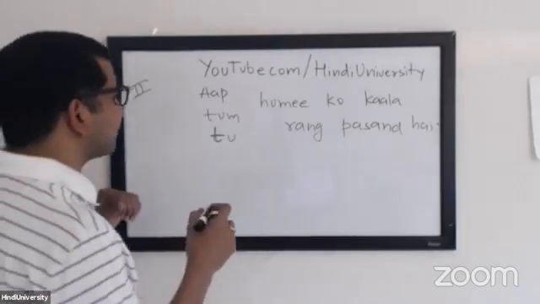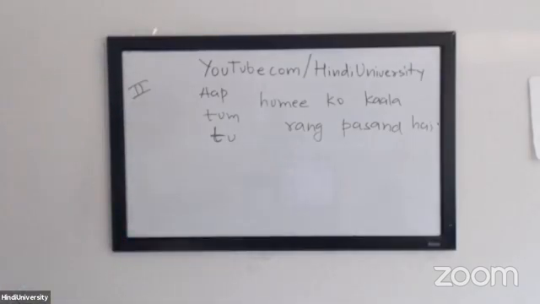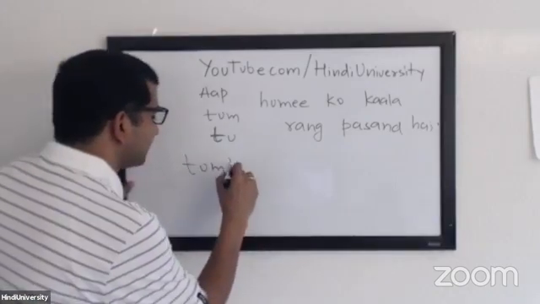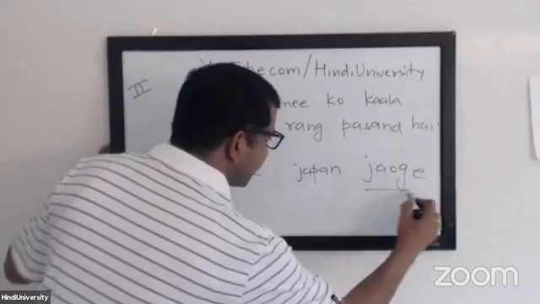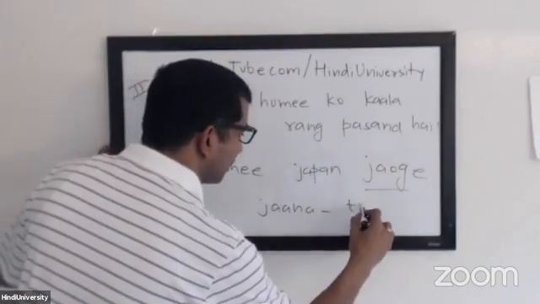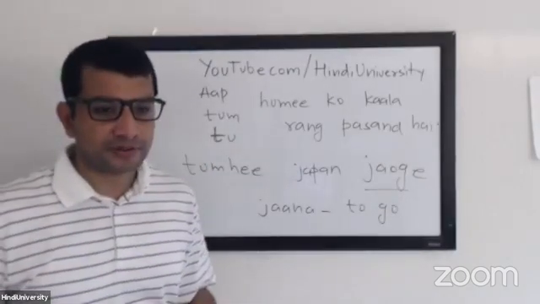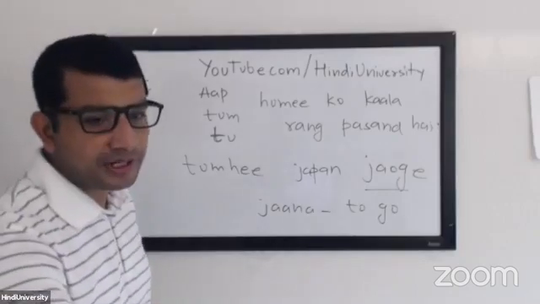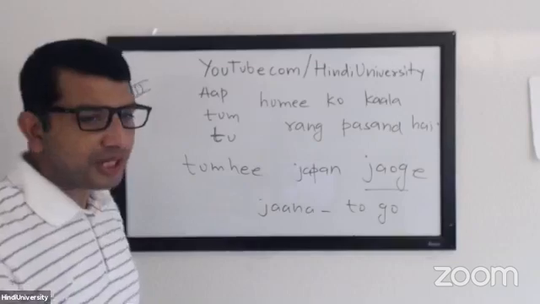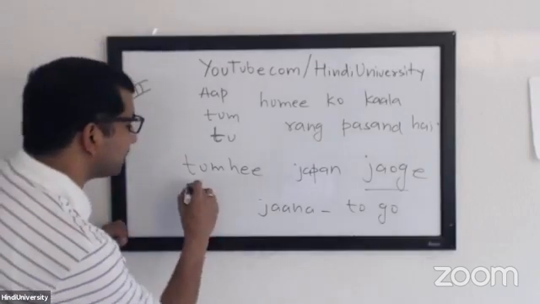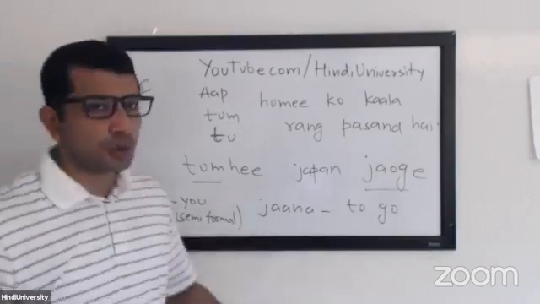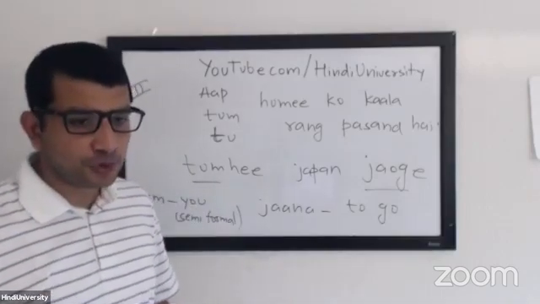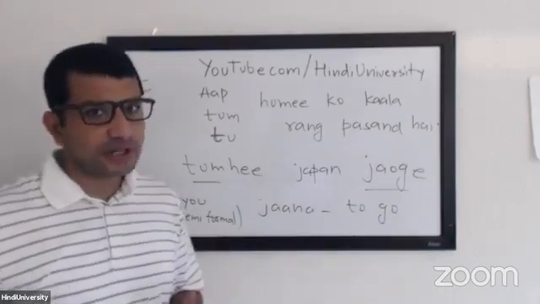I'll give you a simple example here. We have done tum hi. Let's say tum hi. I say Japan jaoge, and the verb here is jana, to go. Jaoge is the future indefinite of that. Now give it a try, try to connect them. If it is hard, that's okay, I'll still break it down. The pronoun here is tum, which is basically you, but semi-formal. If you say tum Japan jaoge, it means you will go to Japan. Simple. You follow, right?